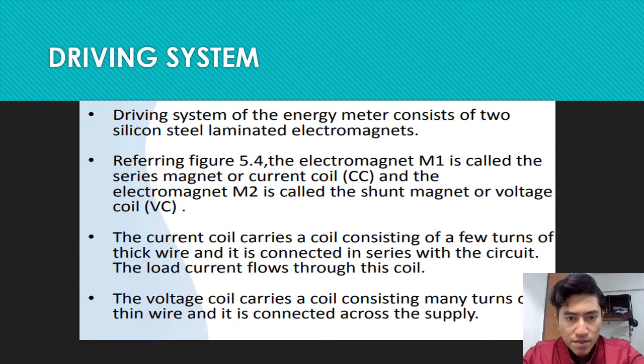First is the driving system. The driving system of the energy meter consists of two silicon steel laminated electromagnets. Referring to the figure, the electromagnet M1 is called the series magnet or current coil CC, and the electromagnet M2 is called the shunt magnet or voltage coil VC. The current coil consists of a few turns of thick wire, and it is connected in series with the circuit. The load current flows through this coil. The voltage coil consists of many turns of thin wire, and it is connected across the supply.